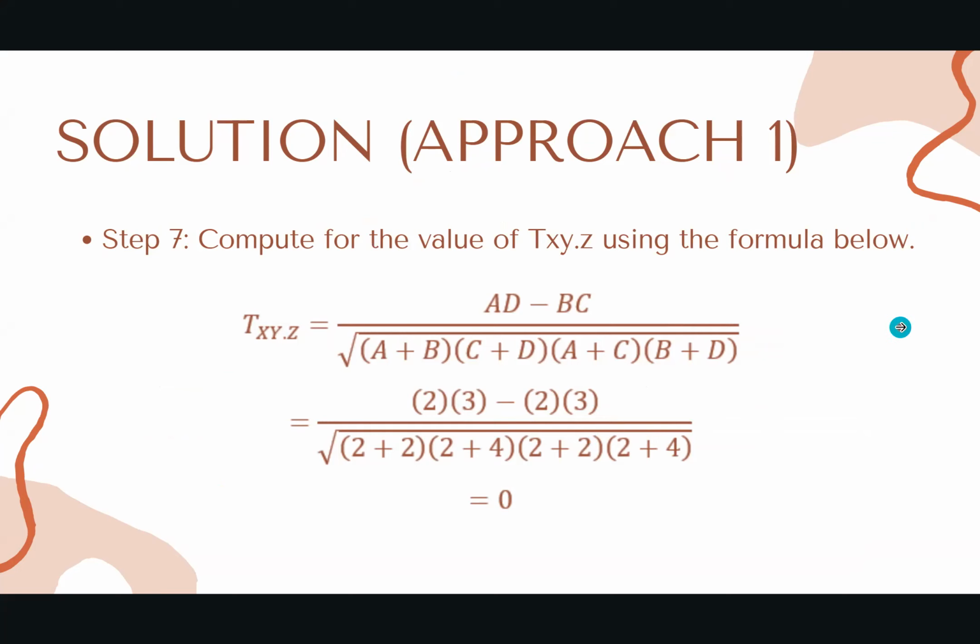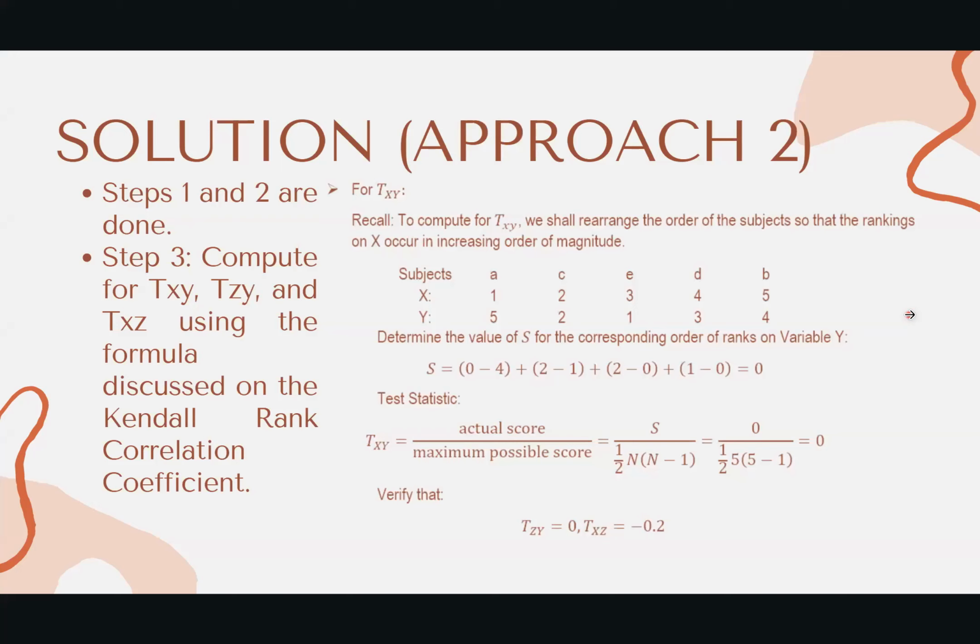So now, ipapakita natin na similar yung lalabas using approach 2. So steps 1 and 2 are done. Kagaya nga nung kanina. This time, we would compute for the pairwise Kendall T. So try muna natin yung for the XY. So iiwan ko as exercise yung for ZY and X. So now, to compute for the tau x, for txy, we shall rearrange the order of the subject so that the rankings on x occur in increasing order of magnitude.